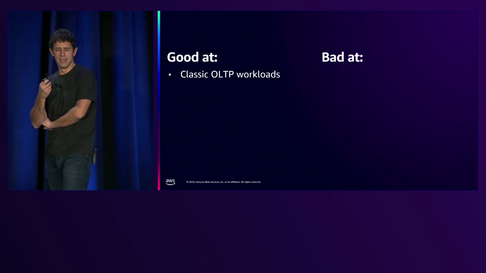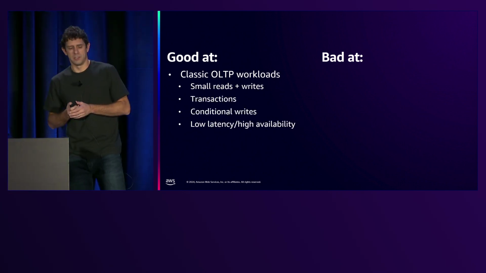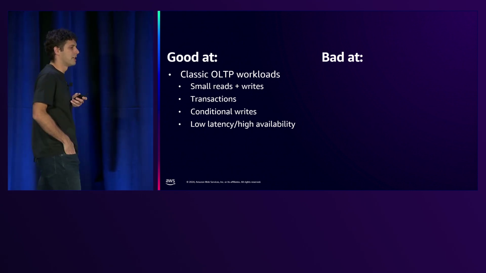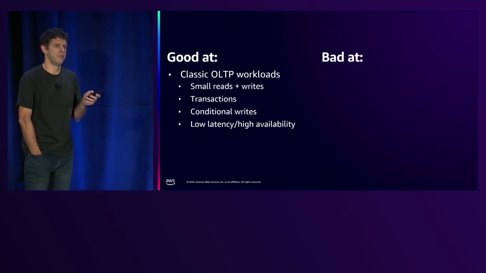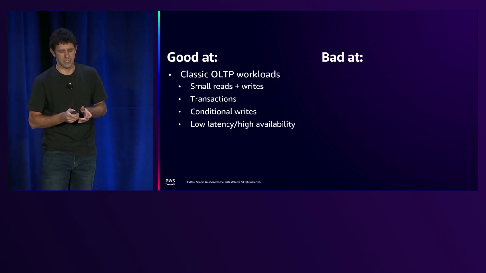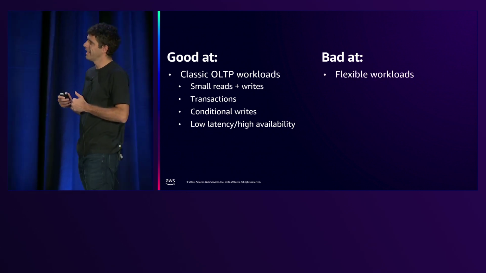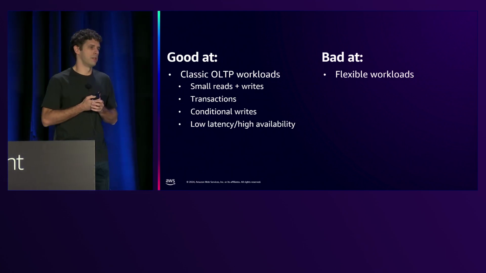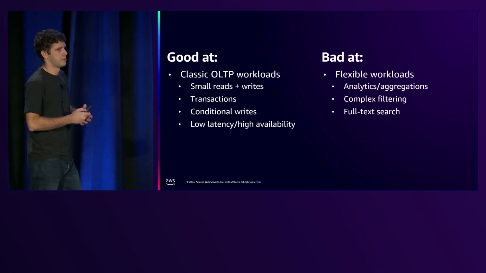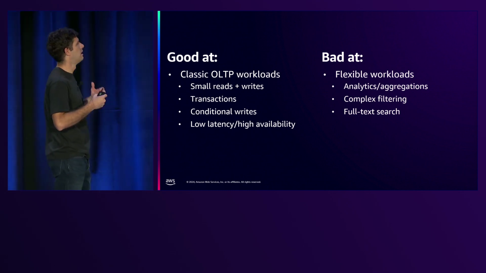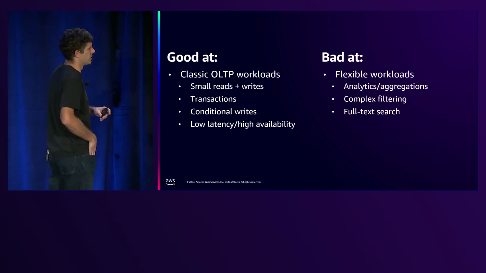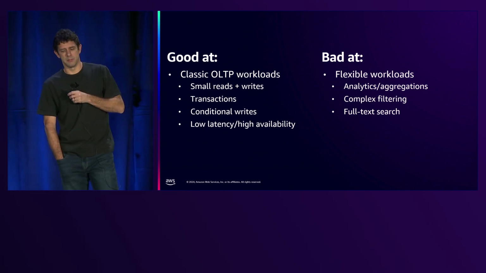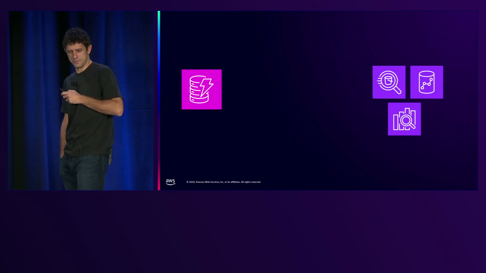So what is Dynamo good at? Your classic OLTP workloads, where you have small reads and writes, you want some amount of transactionality, conditional writes, low latency, high availability, all your core application type stuff. But what Dynamo's not great at is anything flexible, anything unknown where you need a little bit of flexibility. The three categories I always bring up are aggregations and analytics, complex filtering, or full text search. Maybe you can query plan around some of those things, but in a lot of cases, that's going to be really hard to fit into Dynamo.